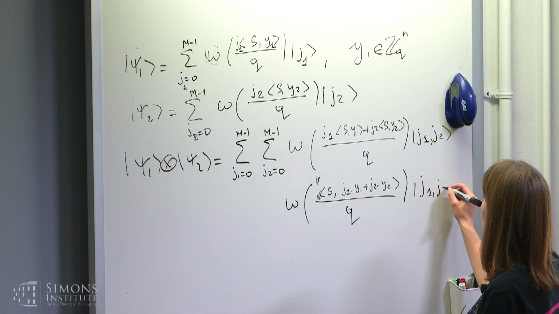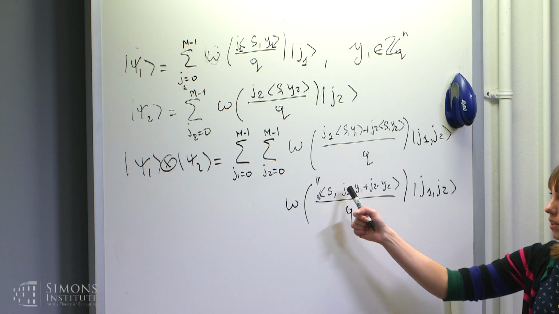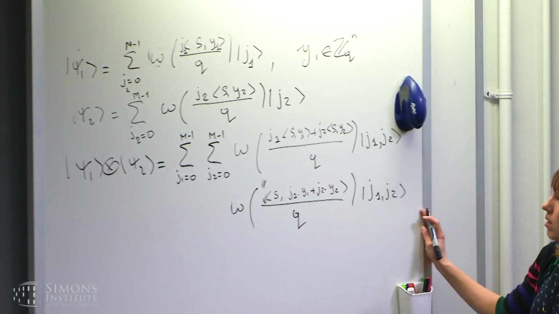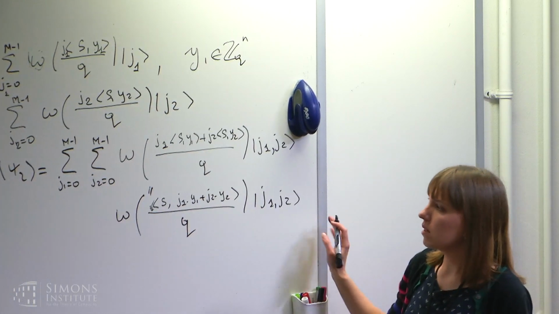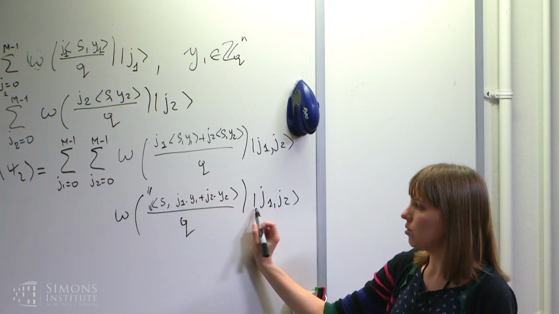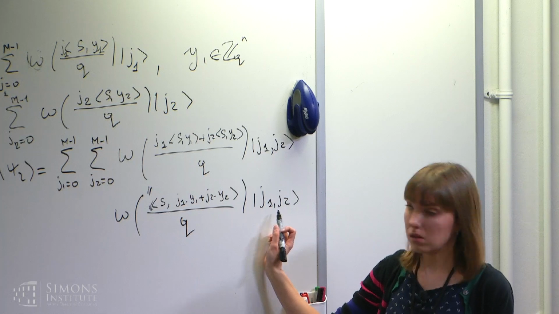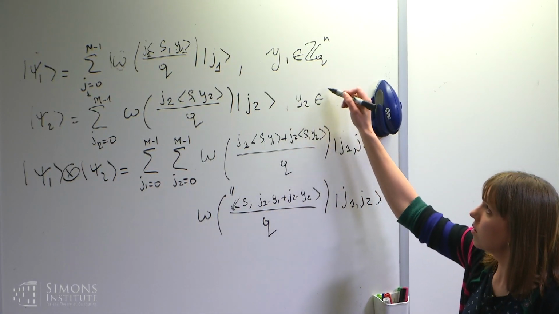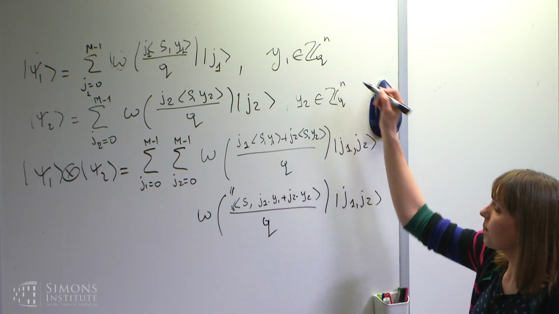J1, J2. Now this value I actually can control. I'm going to show you how to control this value, because I know J1 and J2 on the superposition here, they are my qubits, and I know Y1 and Y2 classically. These values I know classically.